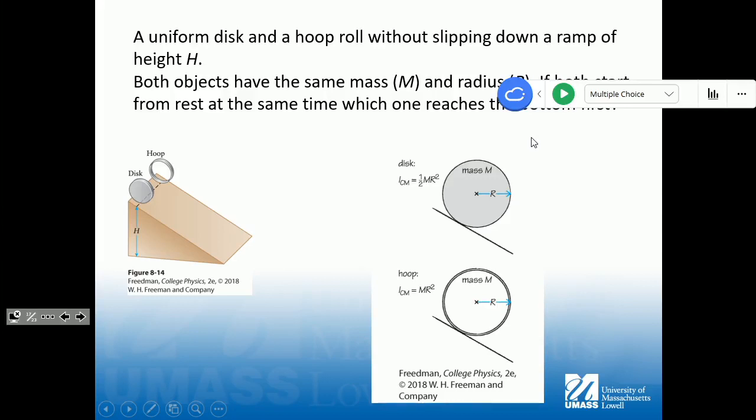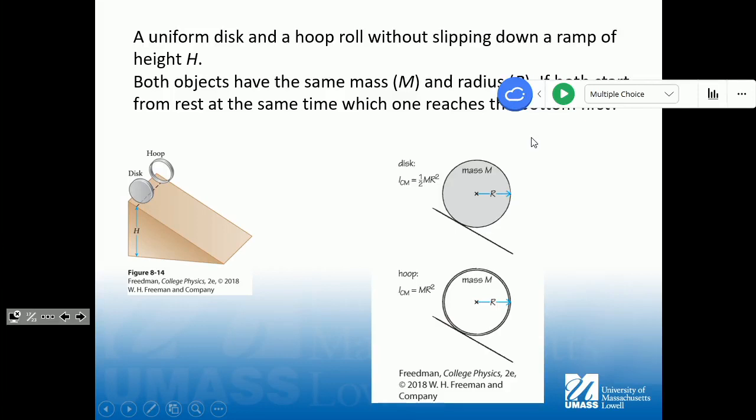This is not an easy question. I want you guys to think about it. What I'm asking is, I have a solid block which slides down an incline without any friction, and I have a ball that rolls down the incline. Which one gets to the bottom first? Another way of asking that question is, which one is moving faster at the bottom? Or are they moving at the same speed at the bottom?